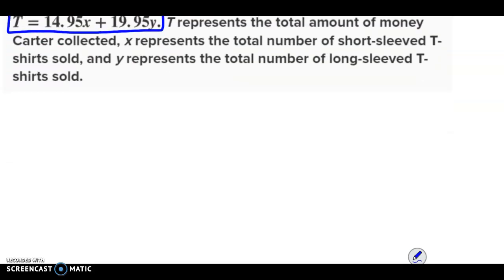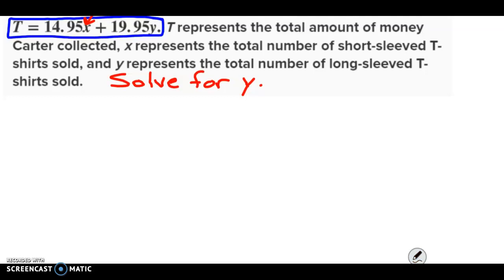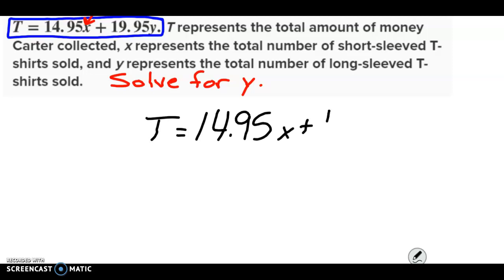Okay. Looks like I deleted the directions. But we are going to solve this for y. So this is saying if I know how many short sleeve t-shirts he sold and the total amount of money, I should be able to figure out y. Well, in this case, we don't know any of that yet, so the variables are sticking around. So I've got T equals 14.95x plus 19.95y.